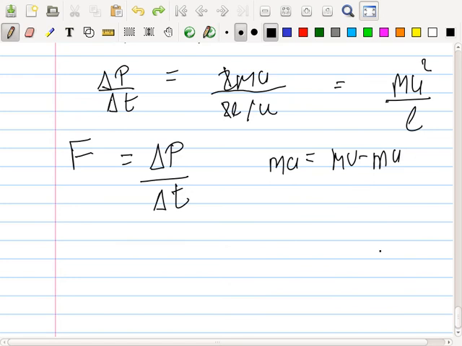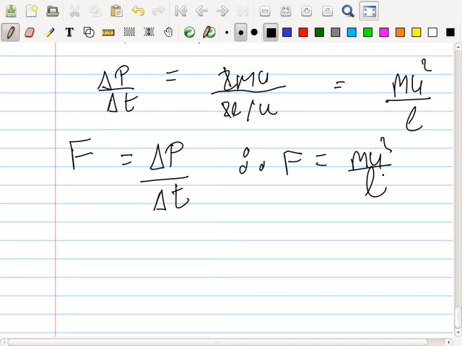I think, Albert, you were asking me about this before, weren't you? So this is okay? Okay, so I have now, therefore, force equals mu squared over L. L means the distance. The distance, yeah. Okay.